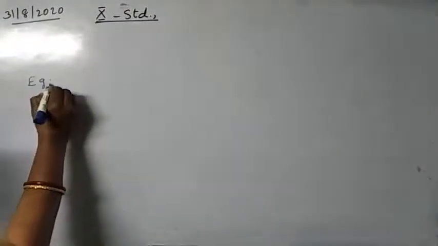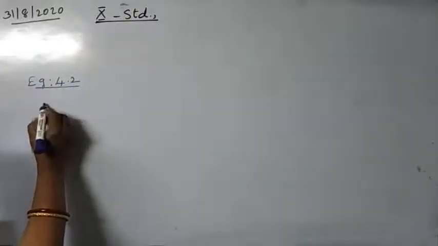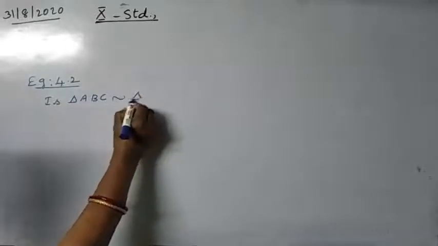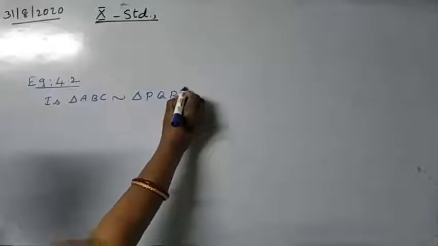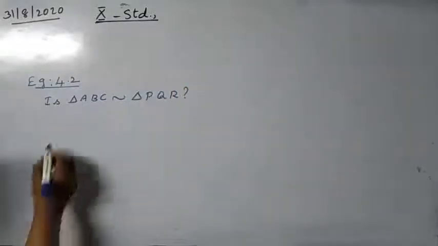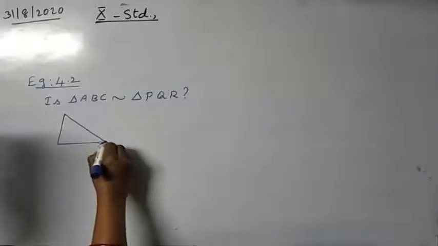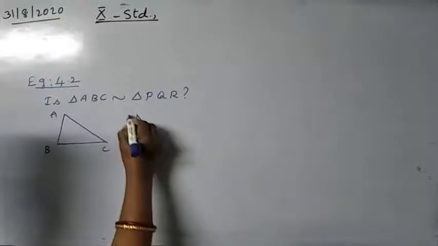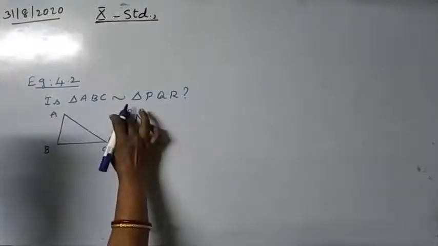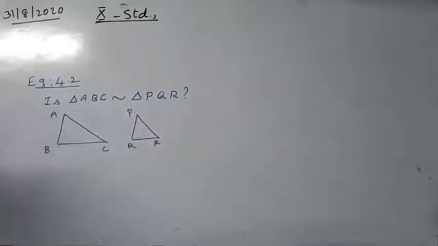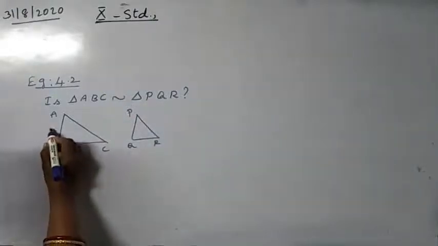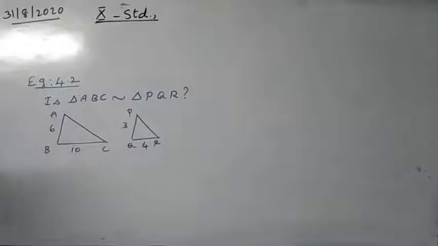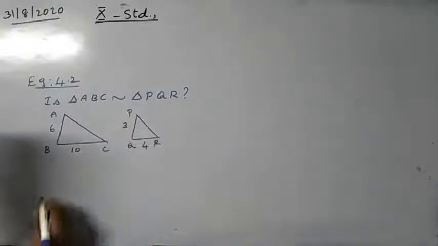Now example 4.2. It is asked: triangle ABC is similar to triangle PQR. These two triangles are similar. The triangle is also given. It is ABC triangle. They have given a slightly smaller triangle. It is PQR. The measurements given are 6 and 10, here 3 and 4. Now let us check whether it is similar or not.